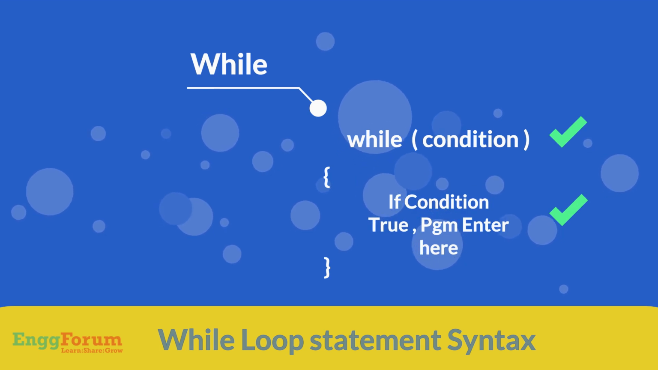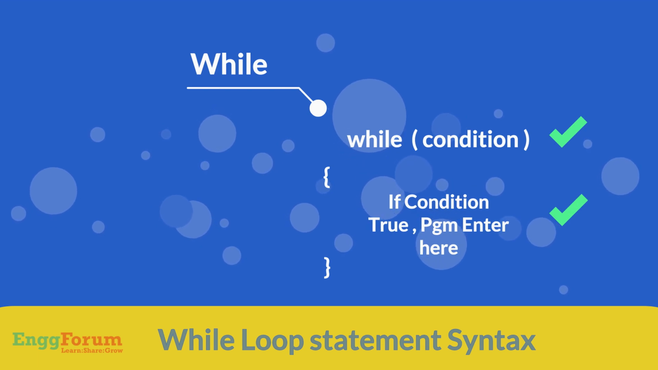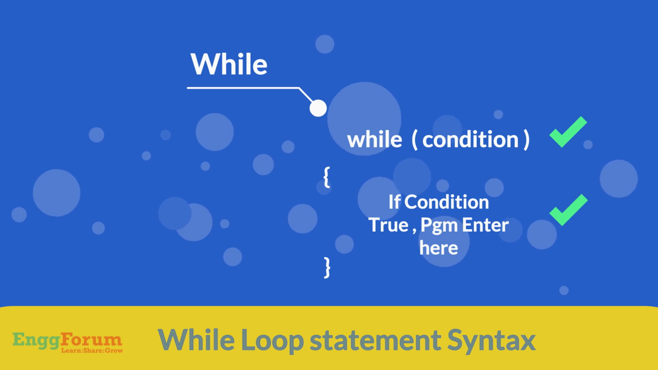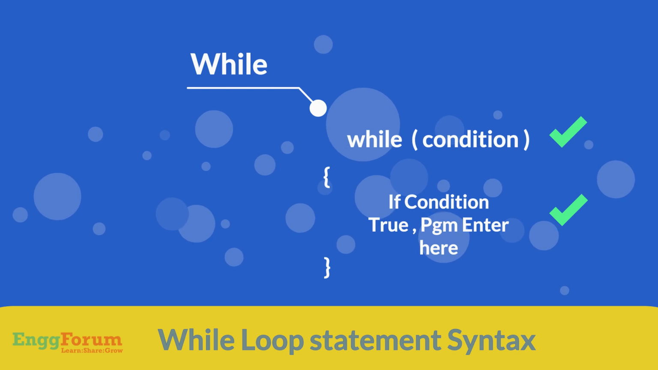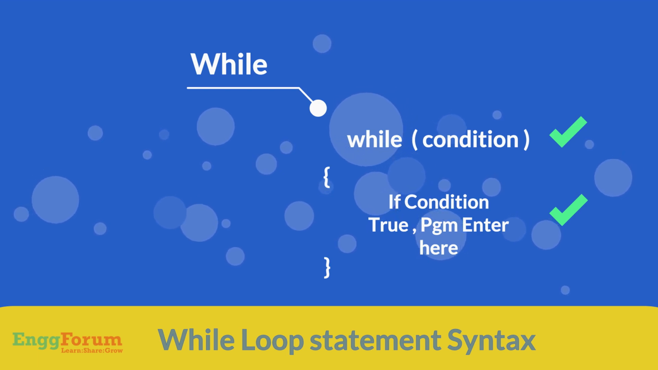While loop statement starts with the while keyword. While loops have simple syntax with a condition given in brackets. If the condition is true, the program will enter inside the while block. If the condition is false, the program will not execute the while block.